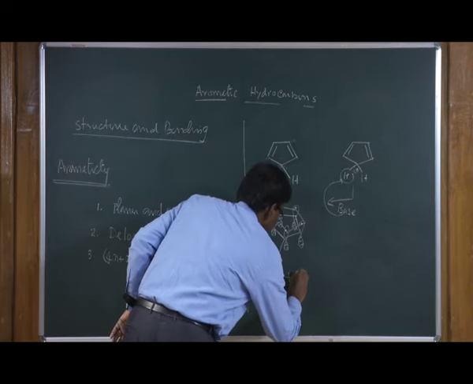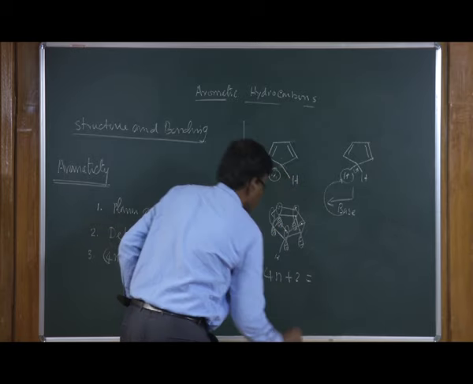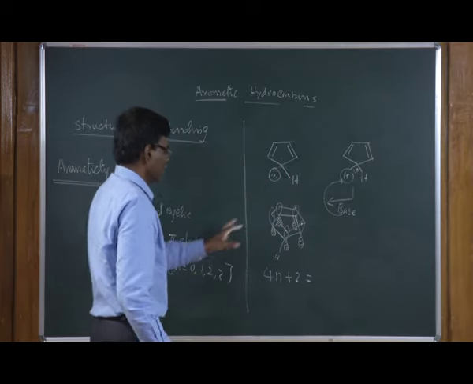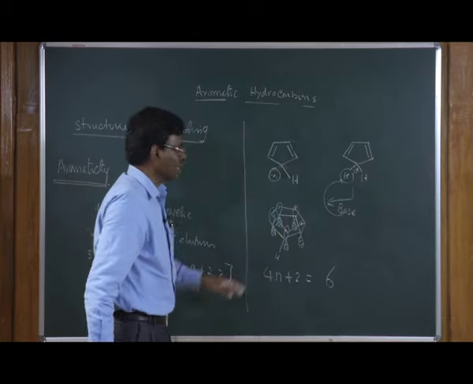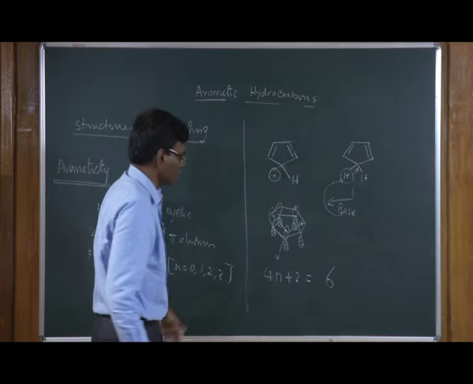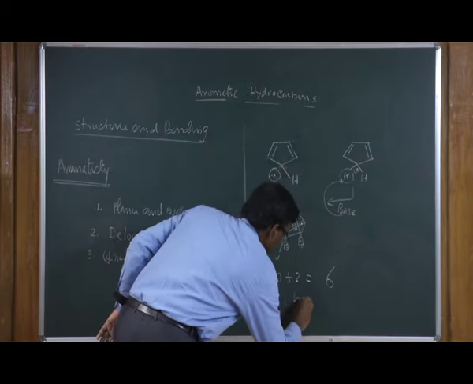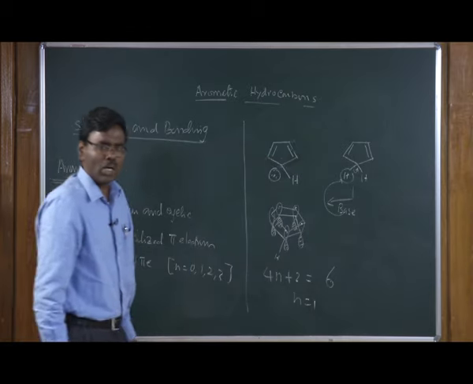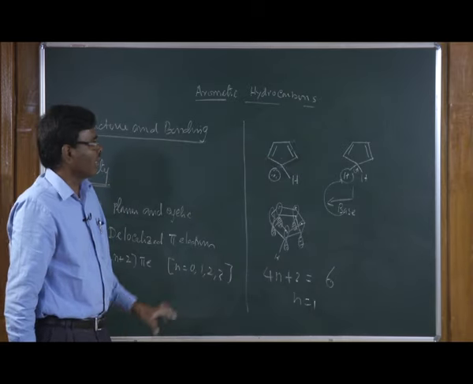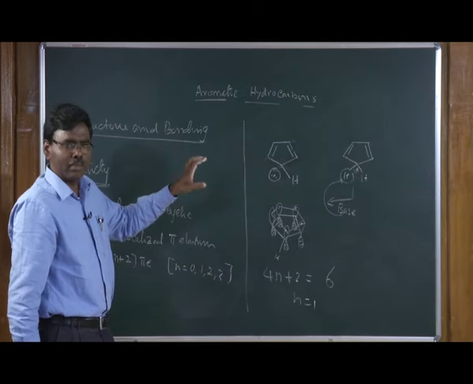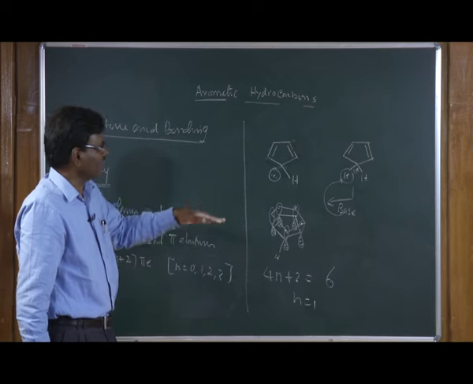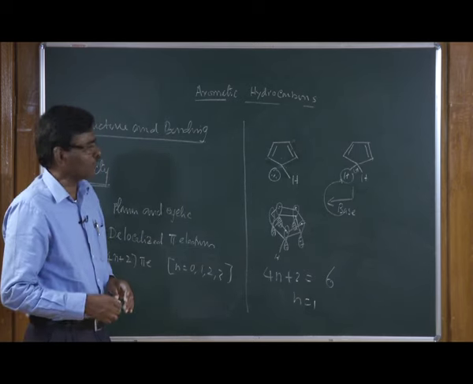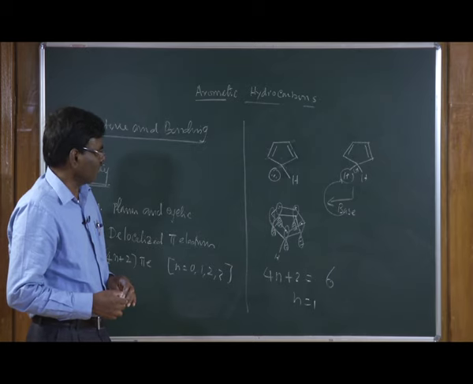So, if you now see whether it has 4n plus 2 pi electrons, you can see here it has 6 electrons, 4 are coming from the double bonds, 2 come from the lone pair, 6 electrons, you have n equal to 1. Therefore, this compound is aromatic. And it is not a benzene, but this compound is aromatic, and this is called a non-benzenoid compound.